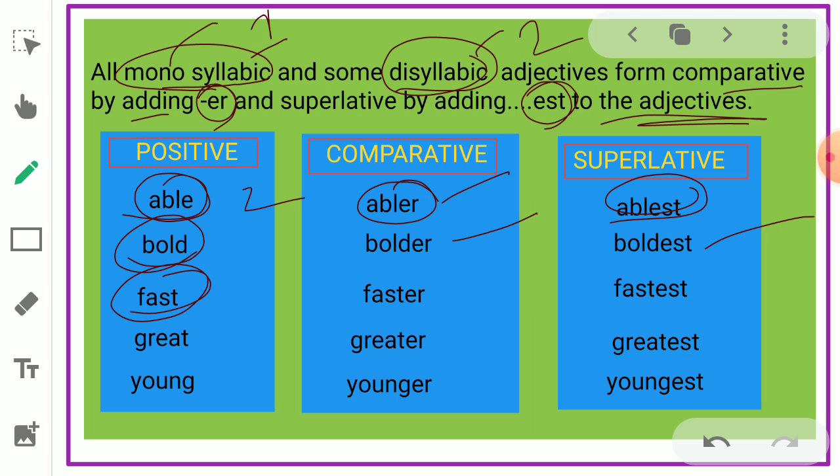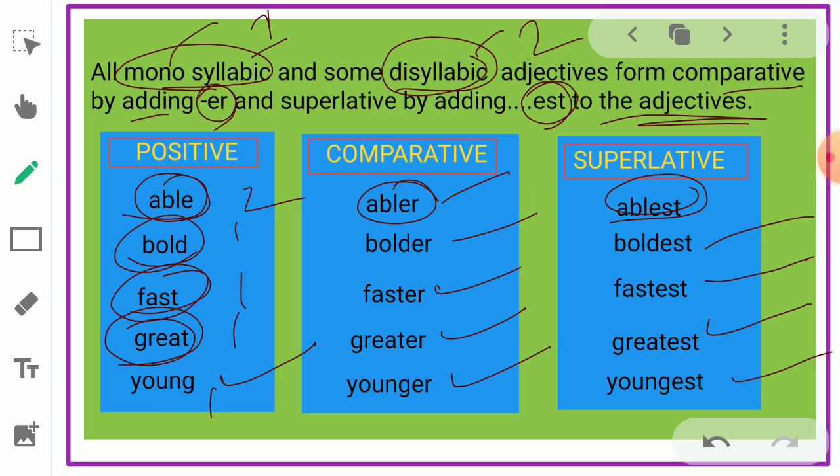Fast. How many syllables? One syllable. So, faster, fastest. Great, how many syllables? One syllable. Greater, greatest. Young, here also one syllable. Younger, youngest. Got it? Except abler, every word has a single syllable. Let's move on.